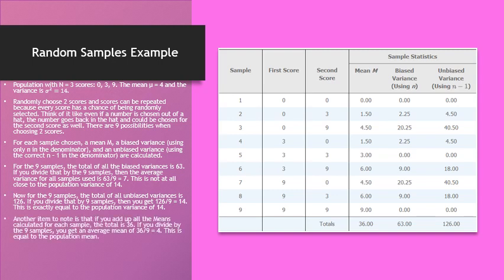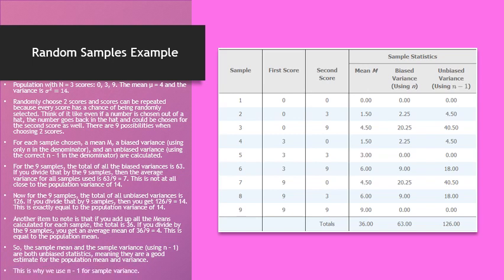Another item to note is that if you add up all the means calculated for each sample, you get 36. If you divide by the 9 samples, this is where your average mean of 4 comes in. This is actually equal to the population mean. So it's unbiased. The sample mean and the sample variance, which was calculated using n minus 1, are both unbiased statistics, meaning they are a good estimate for the population mean and variance. This is why we use n minus 1 for sample variance.